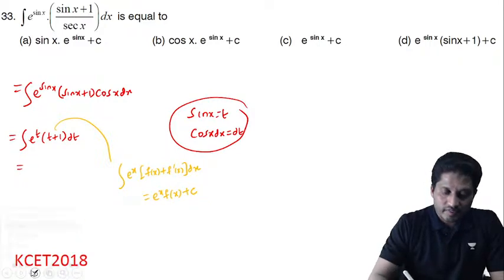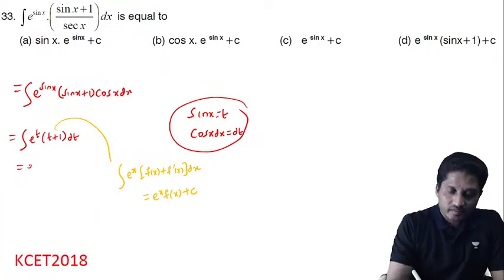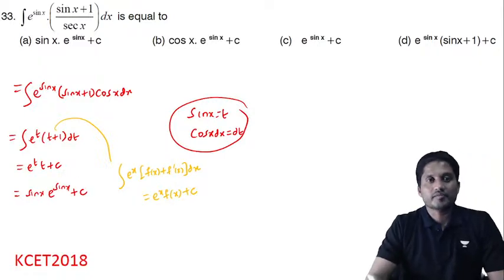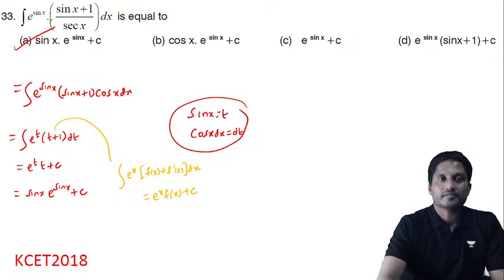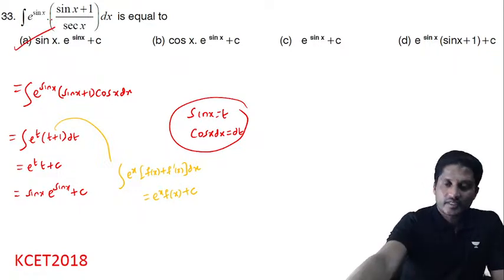Right, now this is e power x into f(x) plus f dash of x, so you get e power t into t plus c. e power t is equal to sin x, right? So you get sin x into e power sin x plus c. Sin x into e power sin x. Answer is option A. Let's move to the next question.